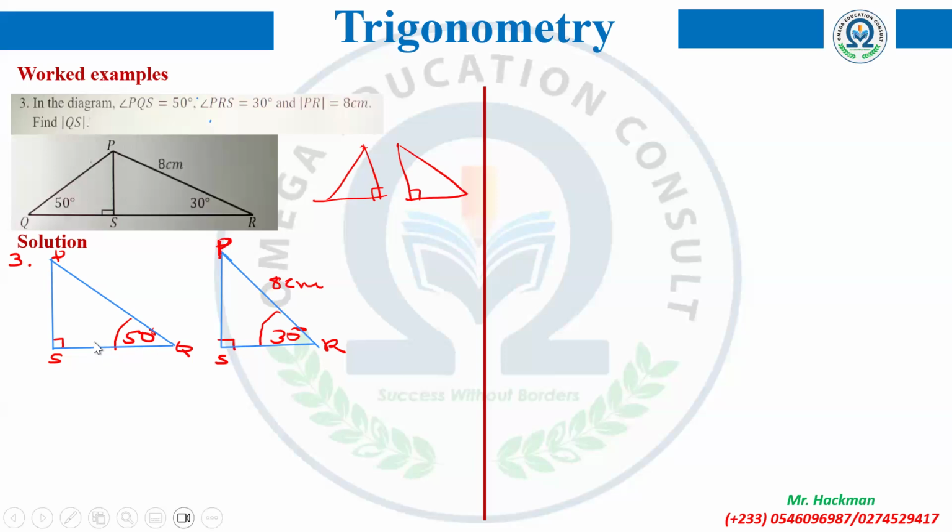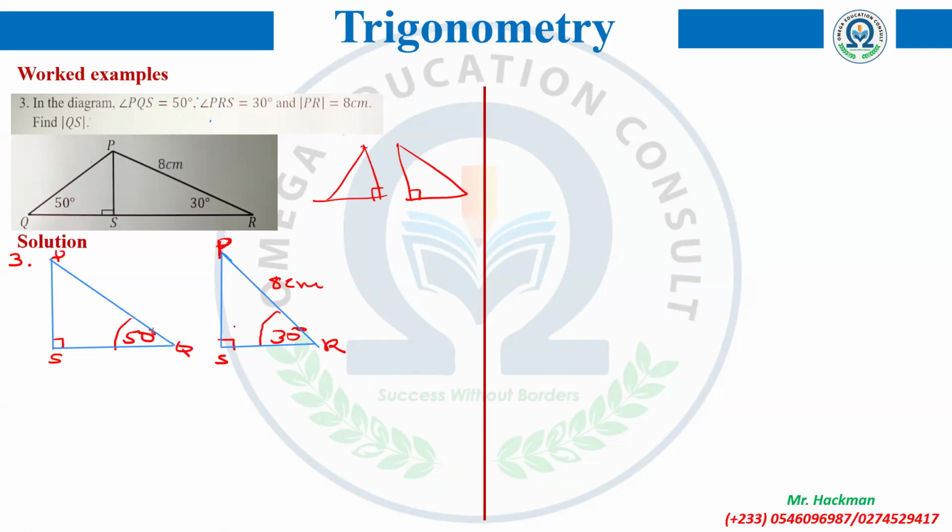So in this case, I can find PS, which is the common side. That will help me look for PS, because if I know this, I can find this. If I want to find PS, PS is opposite to this angle, but the question has given me the hypotenuse. So which ratio should come to mind? Sine. Yes, professors, I hope you are all with me.